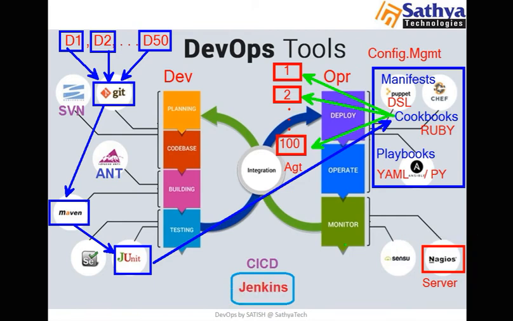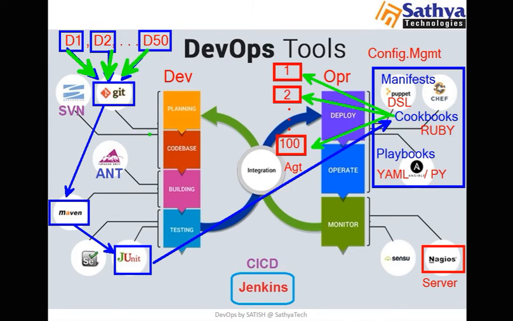Then we have to integrate all these tools with the help of Jenkins. I'll call Jenkins a CI/CD tool, that is, a continuous integration and continuous deployment tool. The question is, what is continuous integration? What will Jenkins integrate? Jenkins will integrate the source code repositories.